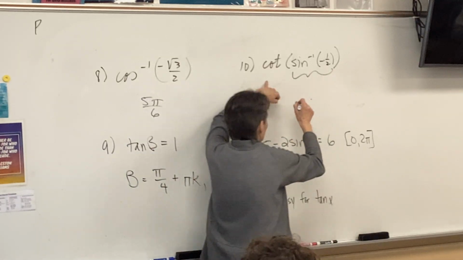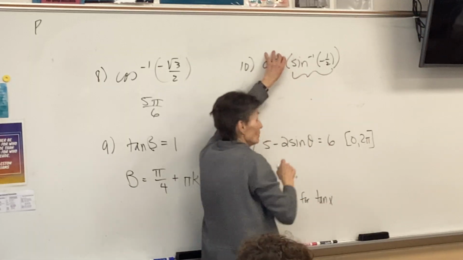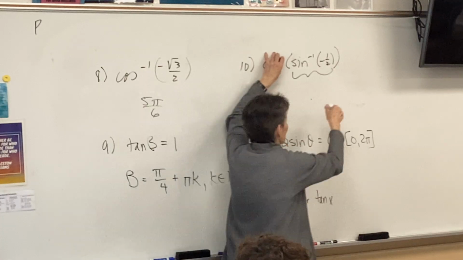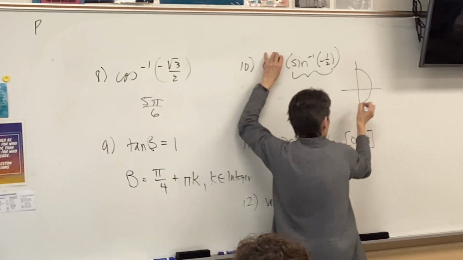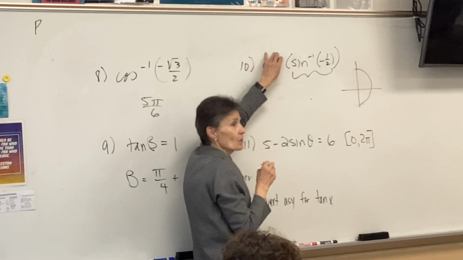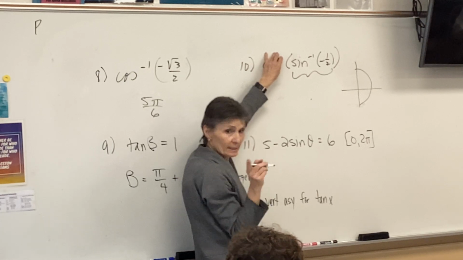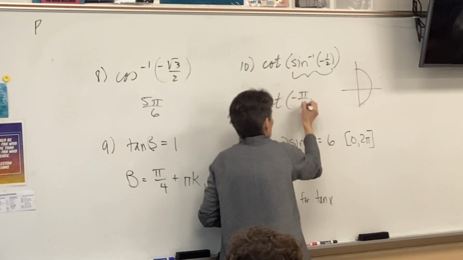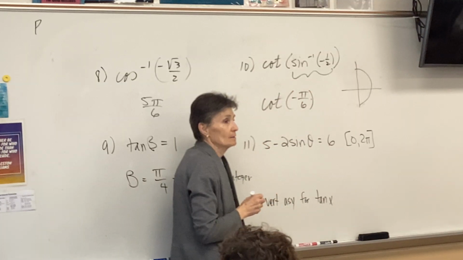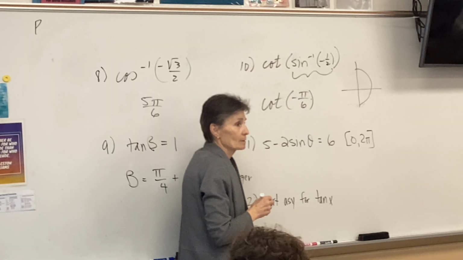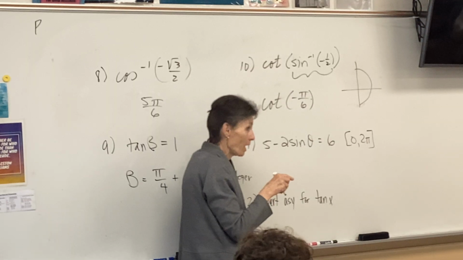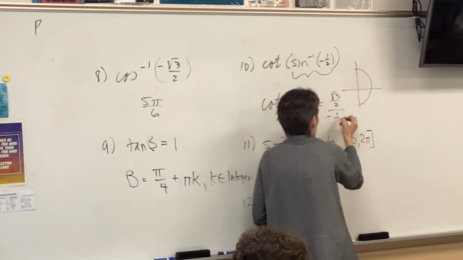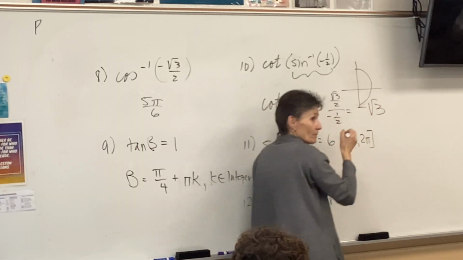What is the angle whose sine is negative 1/2? Remember, it's a right side function. So, negative pi over 6. So this says find the cotangent of negative pi over 6, which would be x over y. So root 3 over 2 over negative 1/2. Did you get negative root 3 for that one?